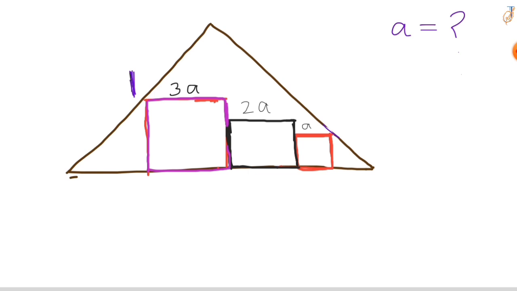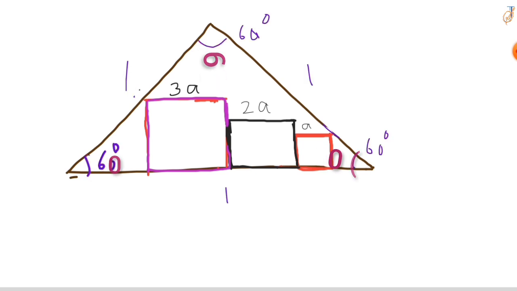Let's observe the given triangle. We have an equilateral triangle with side length 1. In an equilateral triangle, all sides are equal and all angles are also equal. Now observe the inside squares. For this we have side length A. That means in a square all sides are equal and it has 4 right angles.